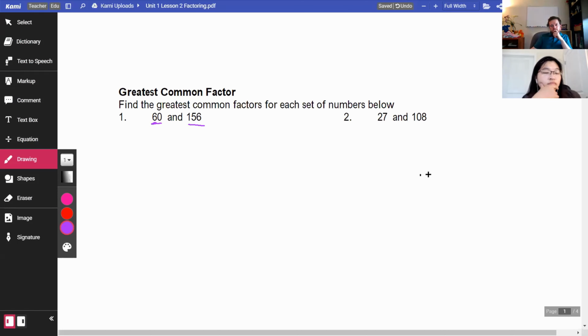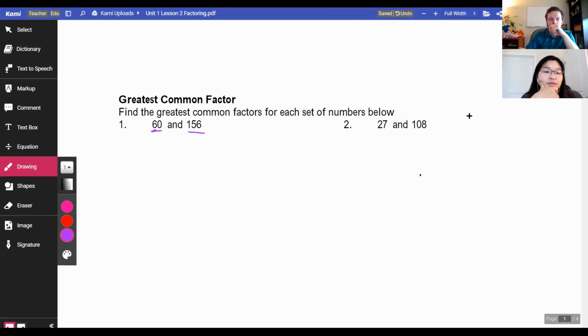Well, I think 156 feels like it's something important. Like it would be a way that we can start thinking about it because it's the bigger number, so it would have more factors. But at the same time, that feels like a lot of work. So if we could just look at the different factors of 60 and then eliminate some that aren't common factors with 156, maybe that's a better way. All right, let's do that. I hear what you're saying.